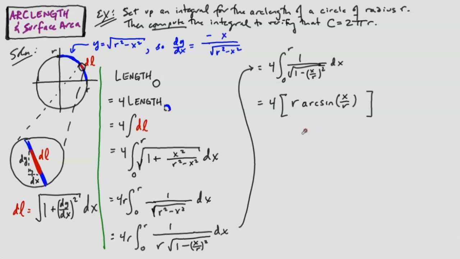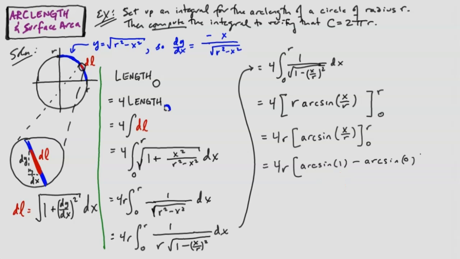Excellent. And we have our bracket notation set up for the fundamental theorem of calculus. We will need to evaluate where x is 0 and where x is r and subtract the corresponding values. Oh, we know that r's can be pulled through the bracket notation, so let's go ahead and do that. All right, now evaluating the bracket. When I pop r in here, I get arc sine of 1, and when I pop 0 in for x, of course I get arc sine of 0.